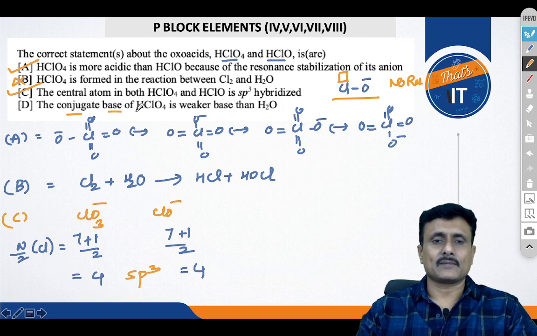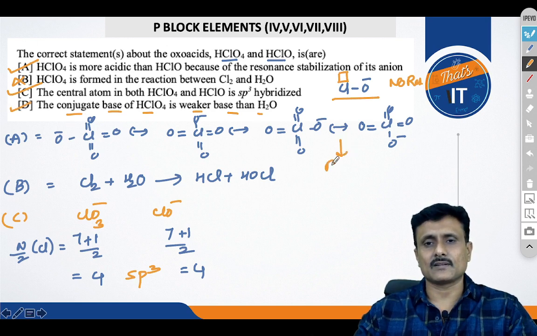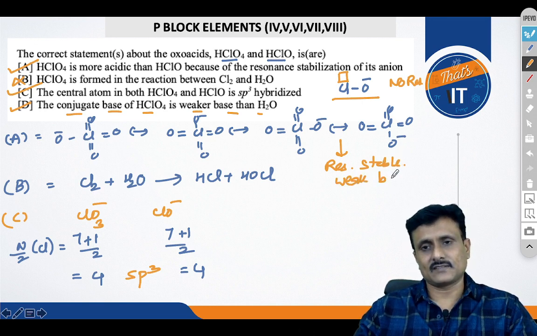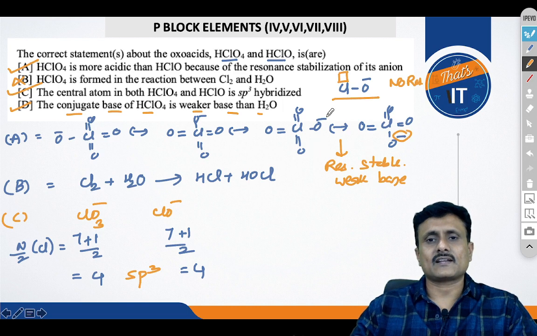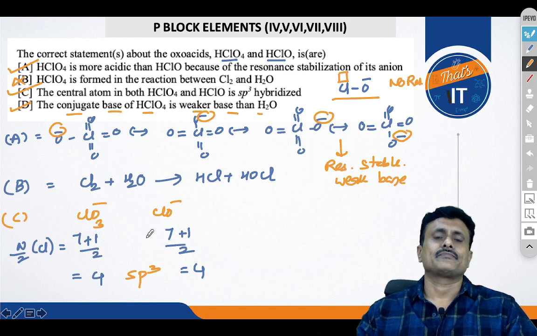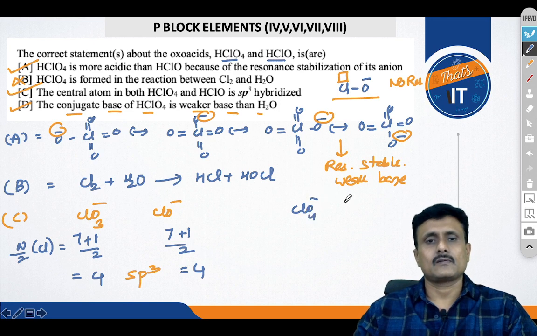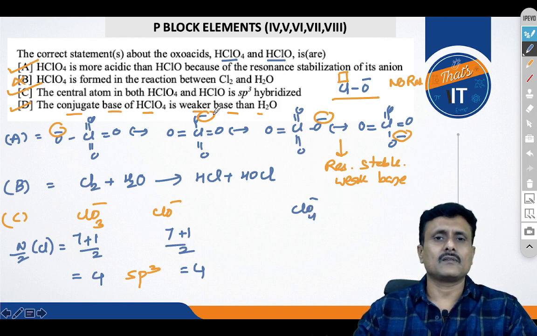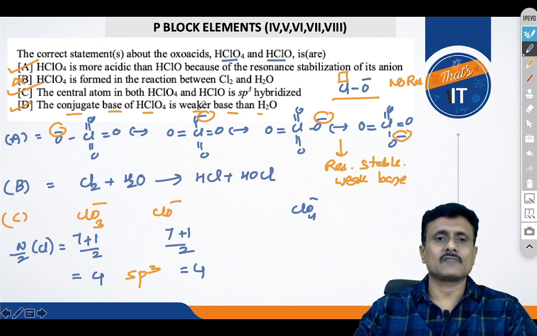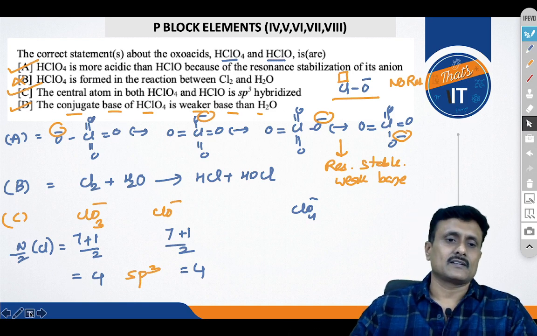You can see that the conjugate base of HClO4 is a weaker base than H2O. This is also correct because this is resonance stable. So this is a weak base. This doesn't have any tendency or attraction towards the proton because it is already stabilized by virtue of the resonance, isn't it? Therefore, this is a weak base in comparison to the conjugate base of H2O. All right. So this is a weaker base. That's a correct answer, right? So the right answer for this question is A, C and D.